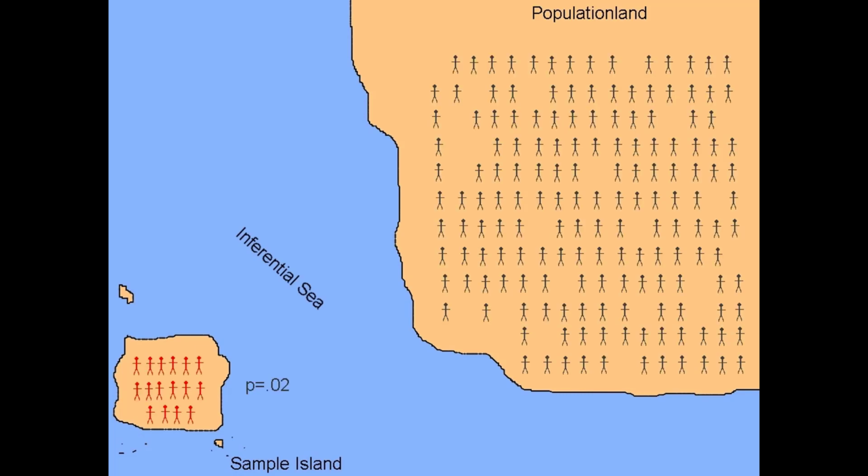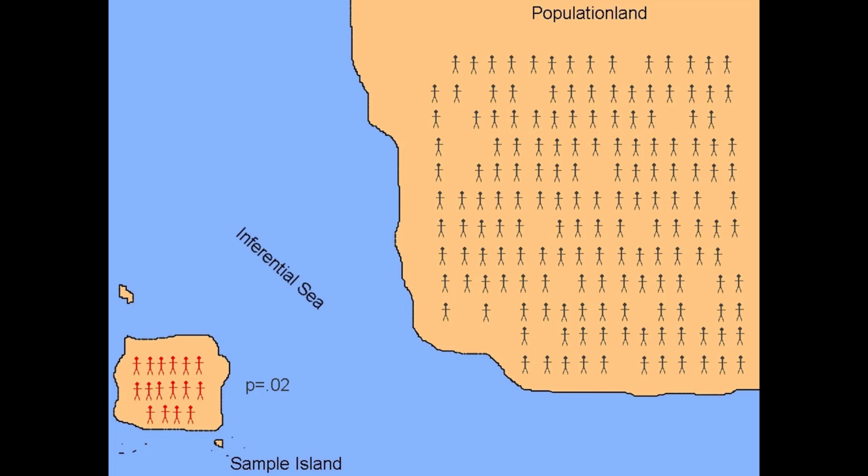Let's go back to p equals 0.02. In this case, we reject the null and hope that we guessed right. But what does the p-value technically mean? It means that over in Population Land, if the null was true, we would only have had a 2% chance of getting the results we observed on Sample Island, or something more extreme, under the null hypothesis.